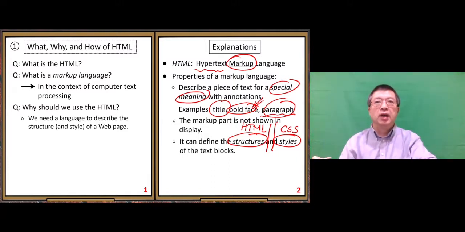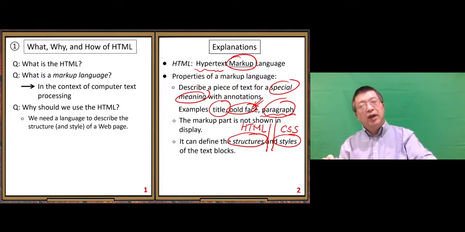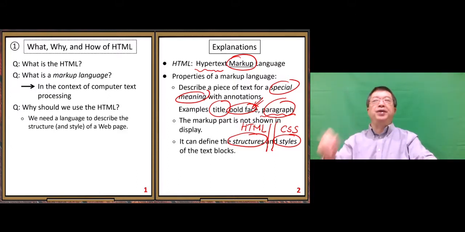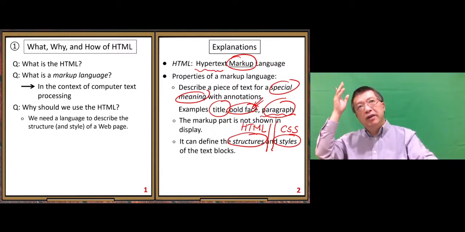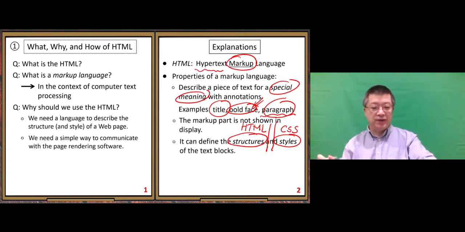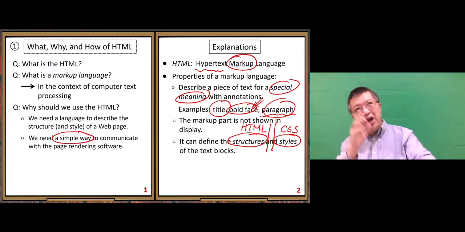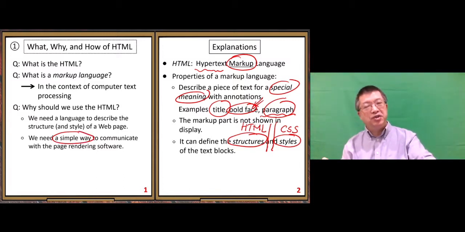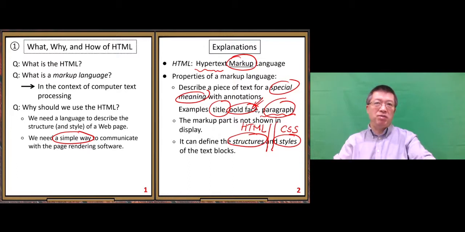All right. So we want to do that, and we want to use a simple way to do it. We don't want to use a very complicated way. So we want to find the easiest way, the simplest way to do it. So people need to design this special type of language. It can do the job, but as simple as possible. That's the purpose.